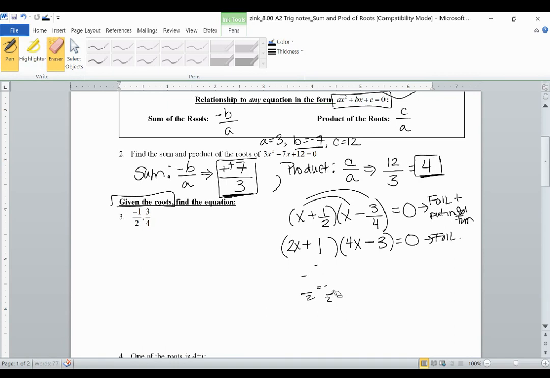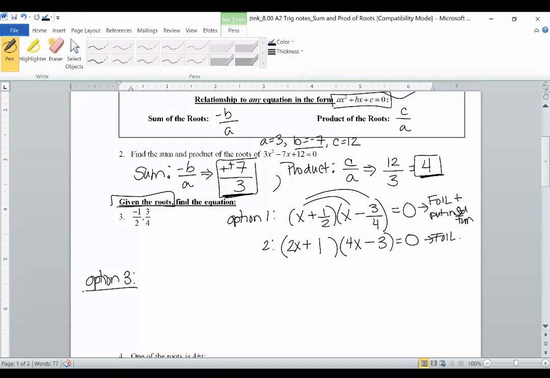I'm going to erase this part right here. So these are 2 different options of doing this. So option 1, option 2. And then what we're going to talk about is option 3.